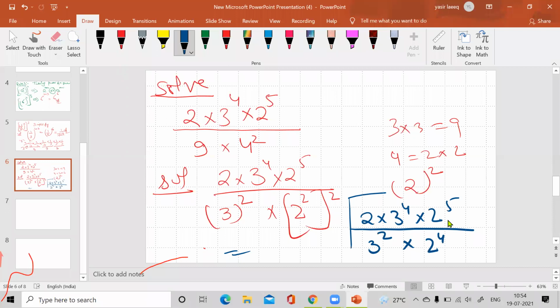Yes, is it clear to everyone? Please solve it. No, sir, I'm not understanding. Sir, me too. Okay, I am saying that this is the question: 2 into 3 raised to the power 4, and 2 raised to the power 5. Is it clear? Clear this part?